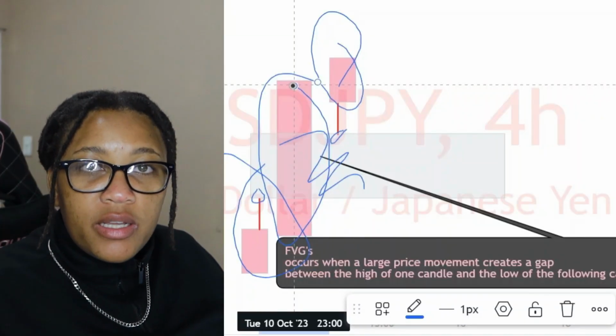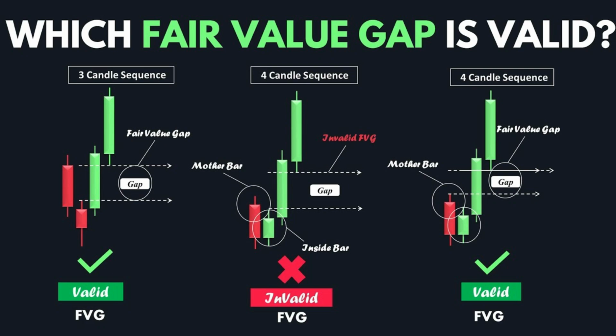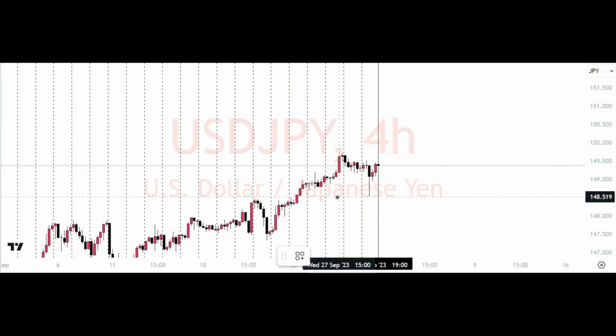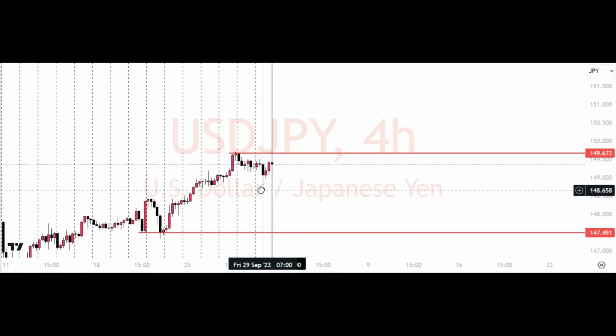It's known that the market is not always perfect. So there are different types of fair value gaps that appear in the market. Let's try and find them. I first find the high and then the low. I'm gonna take this low.